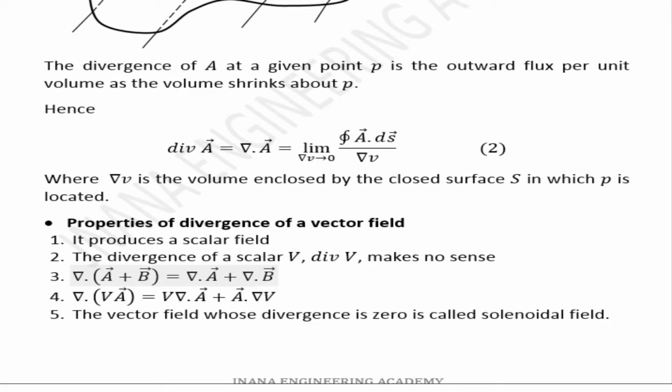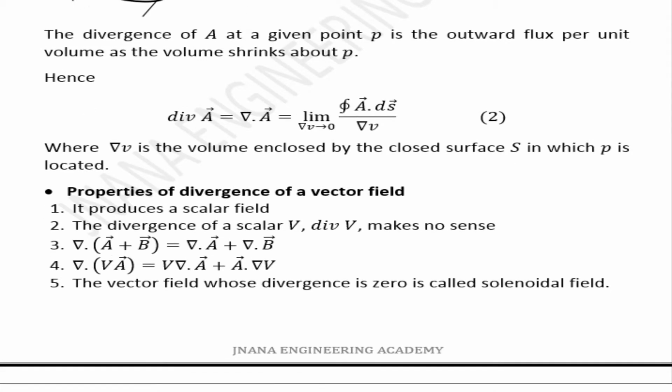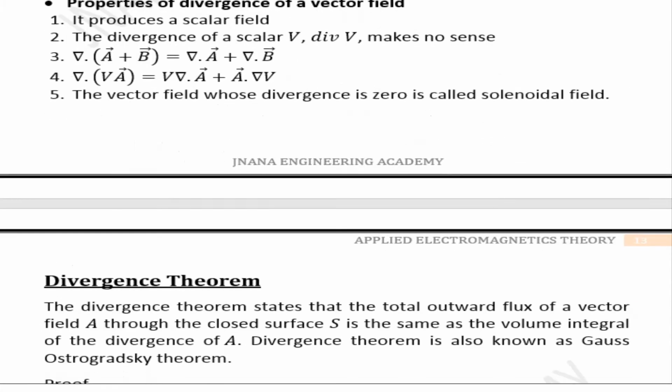Then del dot (A plus B), which gives del dot A plus del dot B. Now del dot (V A), which is equal to V del dot A plus A dot del V. And the fifth property: a vector field whose divergence is 0 is called a solenoidal field. So these are the 5 properties of divergence of a vector field. So that's about the divergence of a vector field.